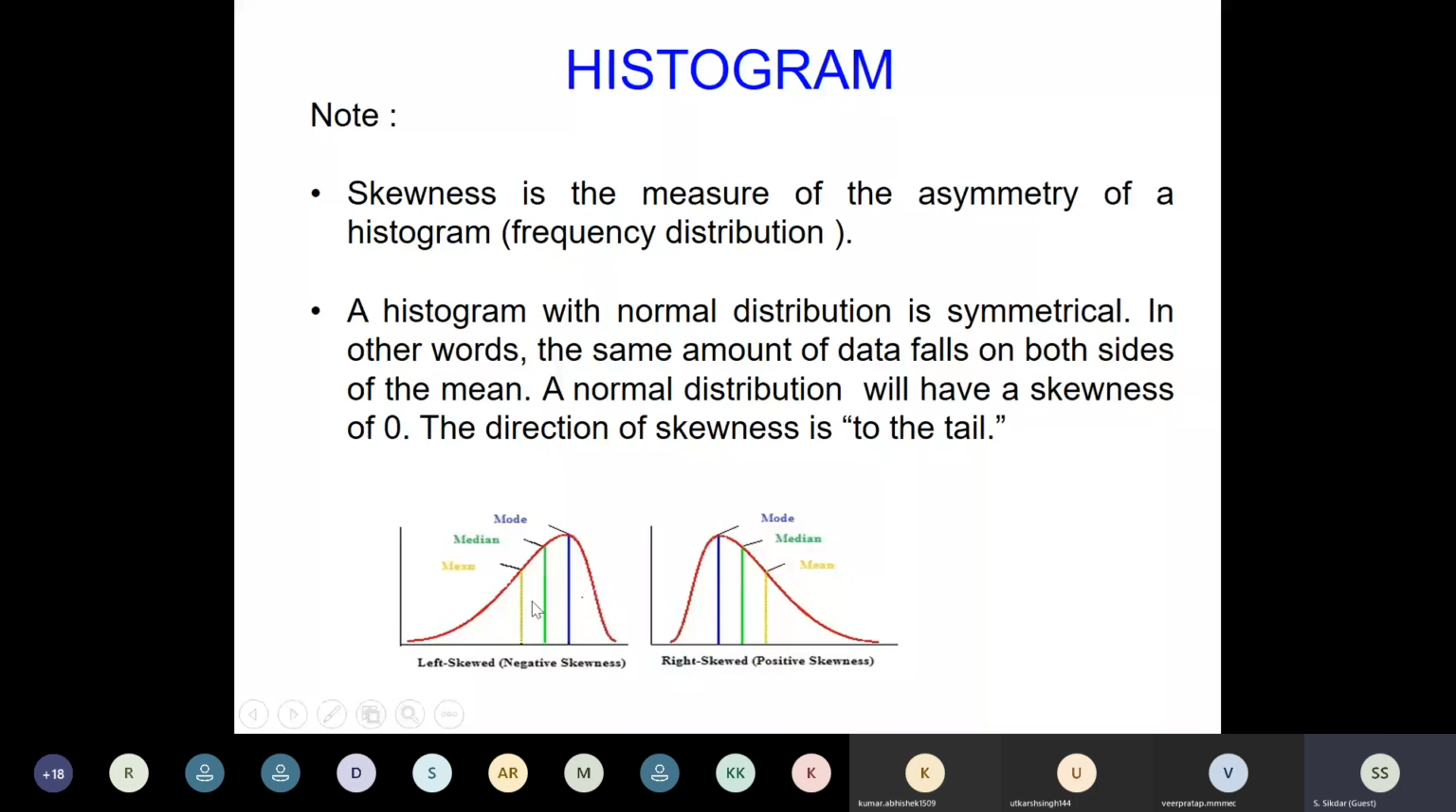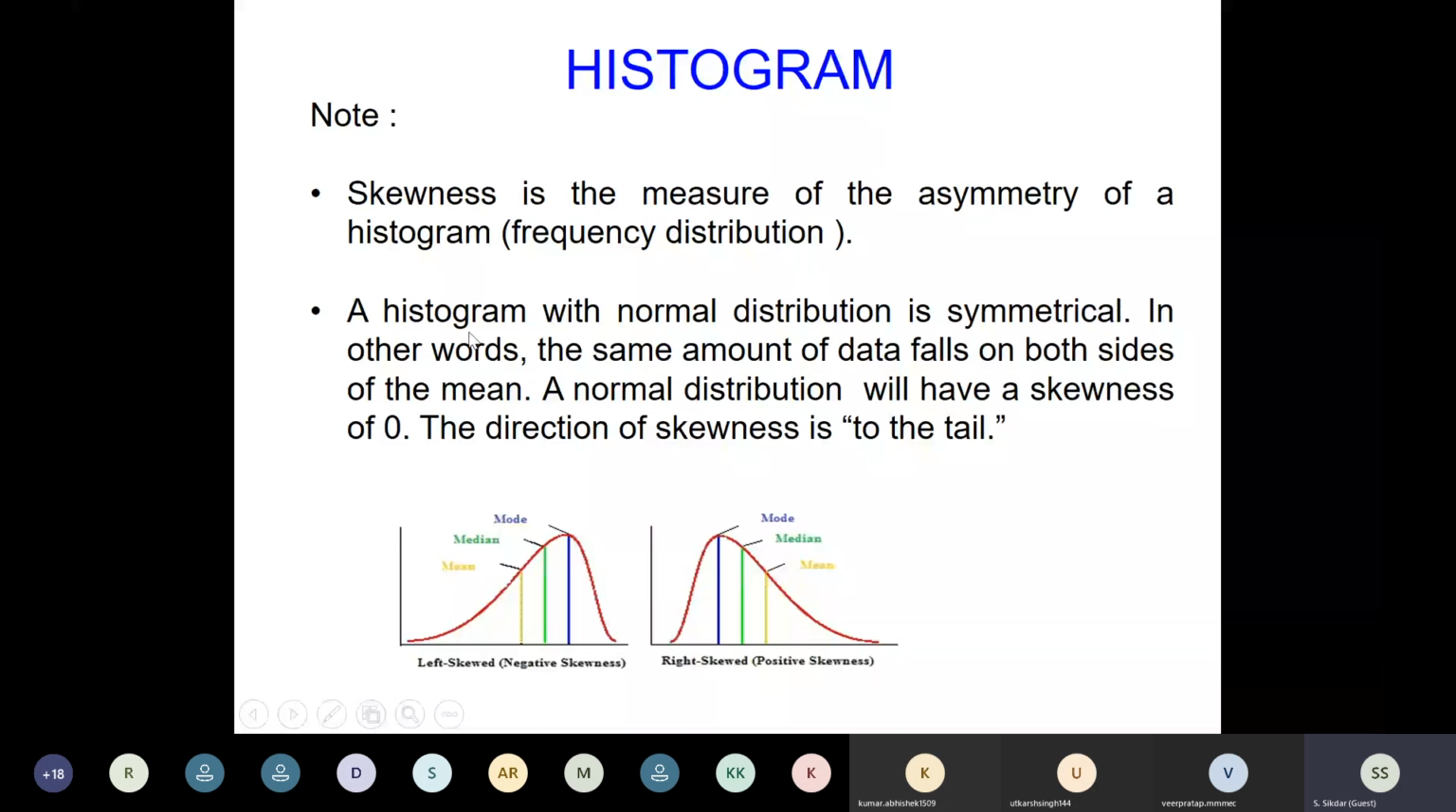Similarly here, right skewed means the tail is more prolonged, and on the right hand side this area looks much larger, and the number of data lying on the right hand side is more compared to the left hand side. So that's why these are called right skewed. That's what is written here.